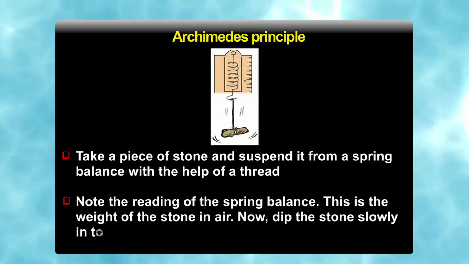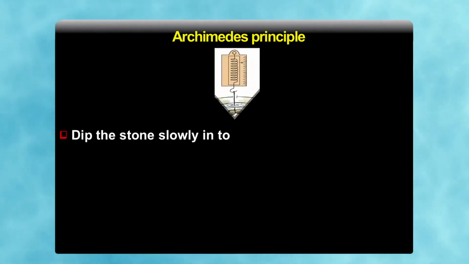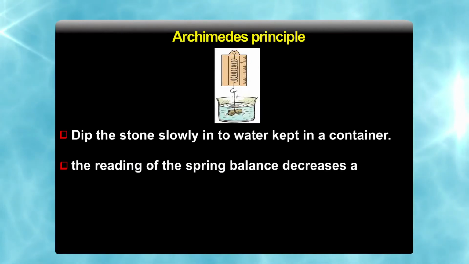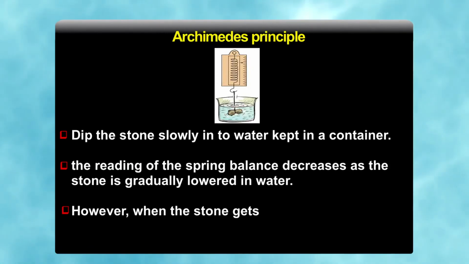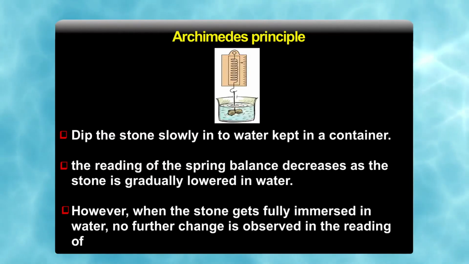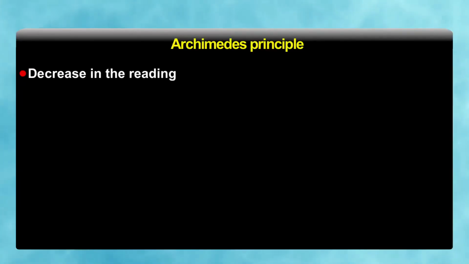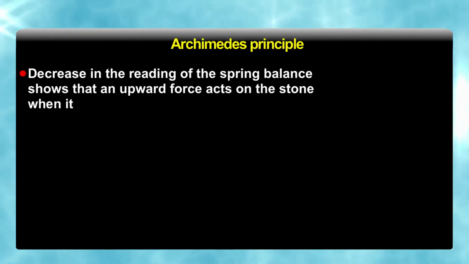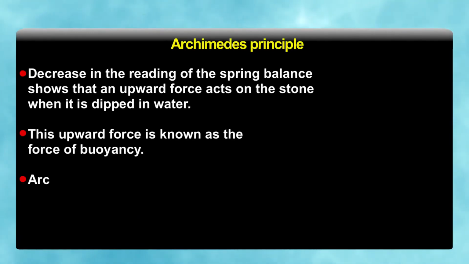Now dip the stone slowly into water kept in a container. The reading of the spring balance decreases as the stone is gradually lowered in water. However, when the stone gets fully immersed in water, no further change is observed in the reading of the spring balance. Decrease in reading of the spring balance shows that an upward force acts on the stone when it is dipped in water. This upward force is known as the force of buoyancy.